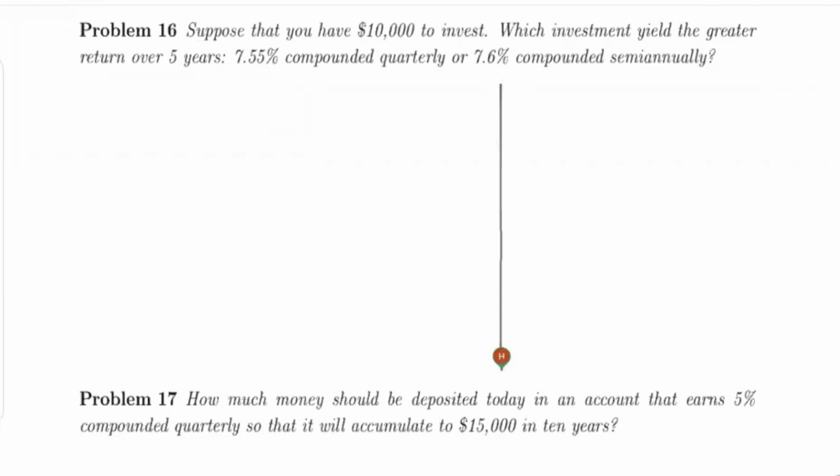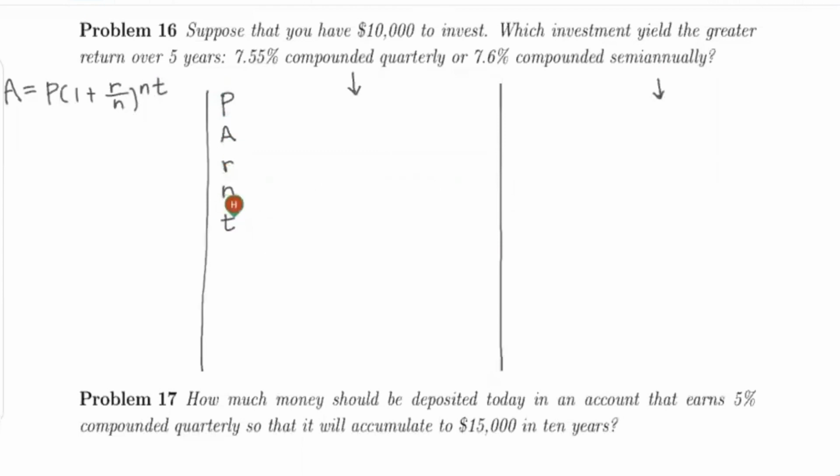All right, there are a couple of things we have to do. A equals P times (1 plus R over N) to the power NT. That's the formula. Let's look at the quarterly account and the semi-annual account. So P, A, R, N, T. Let's assign those letters for the quarterly account.